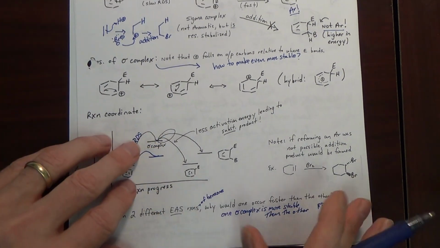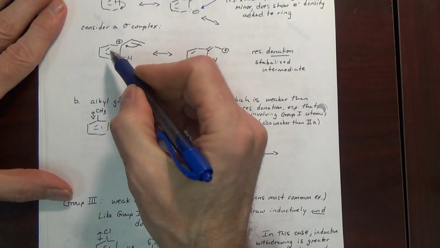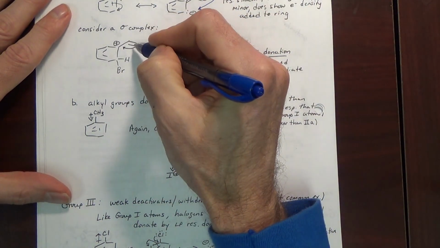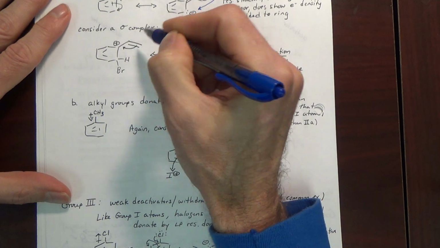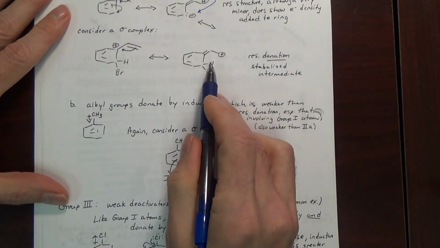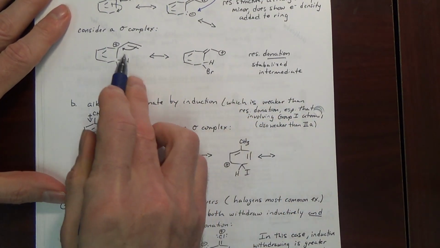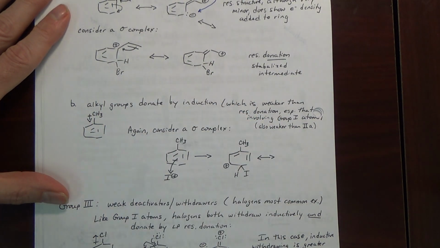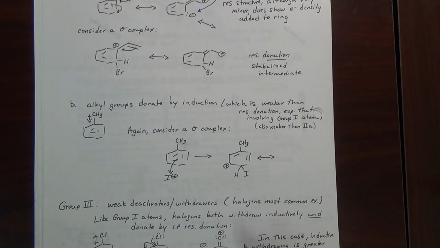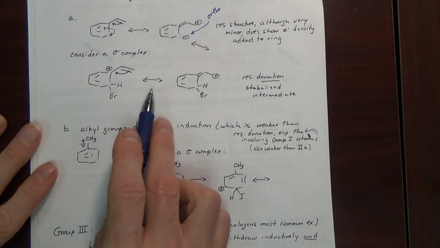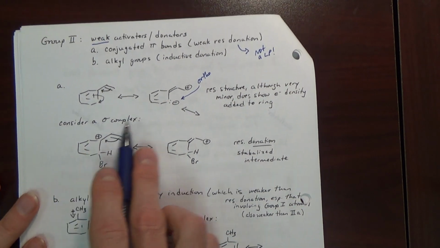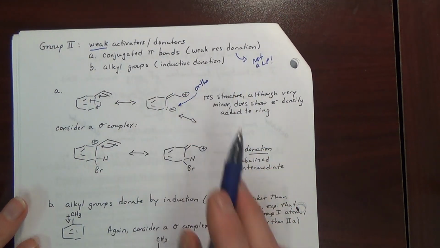But from this point, in addition to moving this charge around the ring by resonance, we can also do resonance from this alkene group. And so we have an additional resonance structure from the alkene group, and that's going to stabilize the sigma complex. But again, this is not lone pair donation. And the pi bond donation is weaker than lone pair donation.